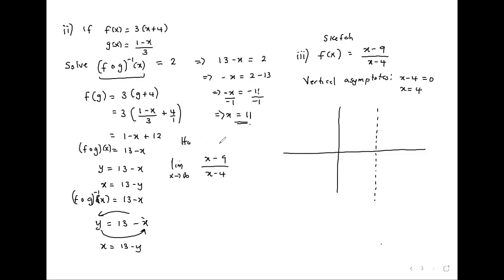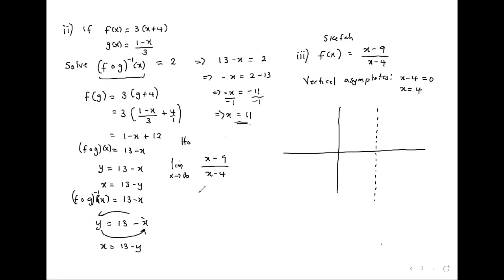Asymptotes, we have what we call vertical asymptotes. What do we do? We equate the denominator to 0. Let x is equal to 4. So right there, sketching out an asymptote, x is equal to 4.